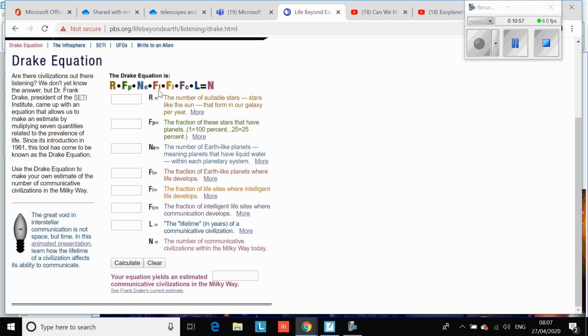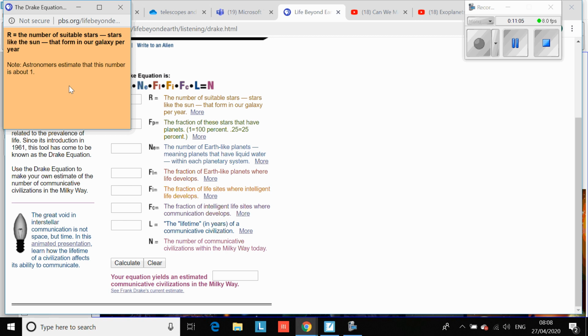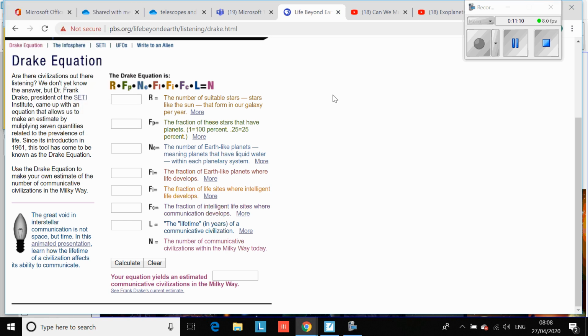The computer will do it for you. So the number of suitable stars, stars like our sun, that form in our galaxy every year. Astronomers estimate that this number is about 1. So let's say one star forms every year in our galaxy. So we put that in.